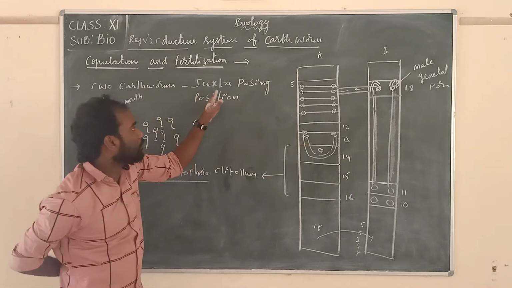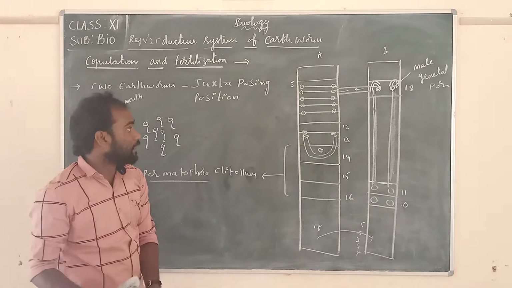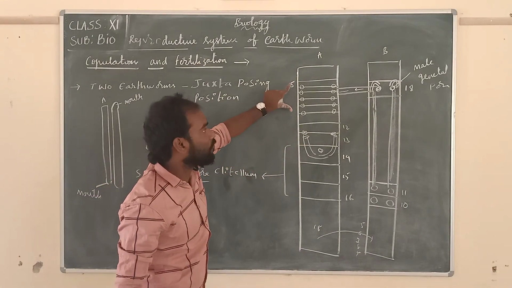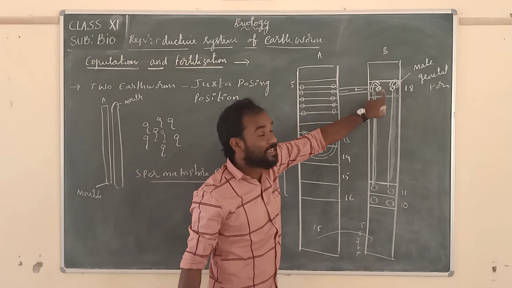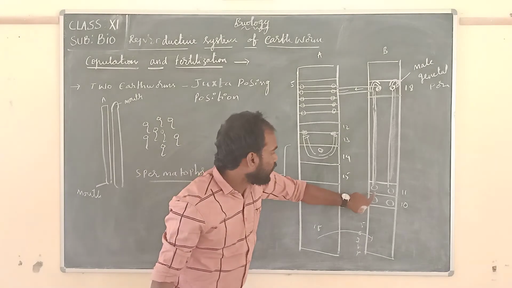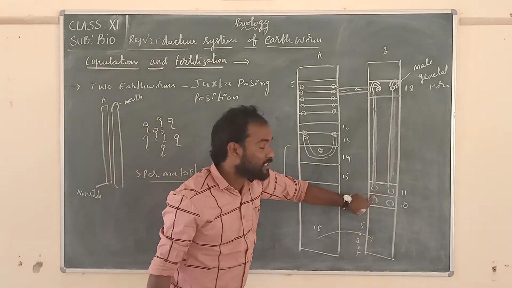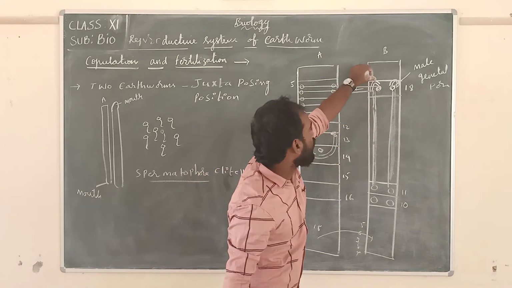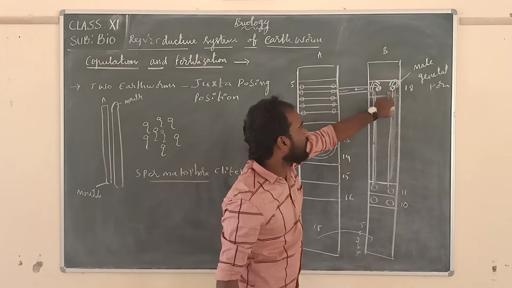The two earthworms come in juxtaposed position in such a way that the 5th, 6th, 7th, 8th segments of one earthworm will be in touch with the 18th segment of the other earthworm. Now this earthworm releases the sperms from the testis. They will go to the vas deferens, from there to the common duct, and from there to the male genital pore.